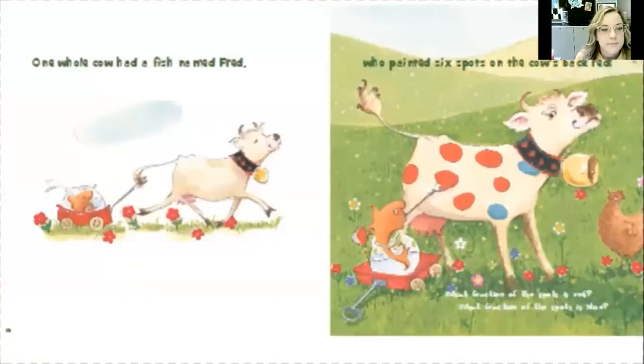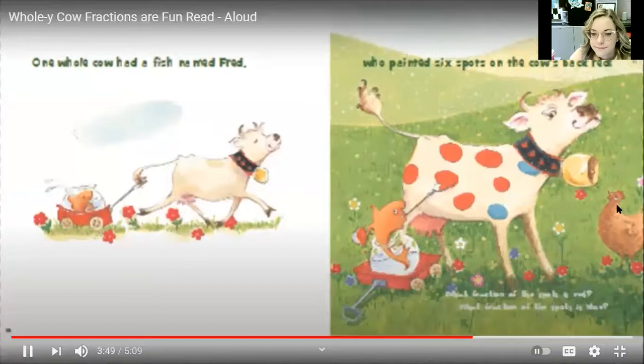Sleepy today, I apologize. One cow had a fish named Fred who painted 6 spots on the cow's back leg. What fraction of the spots are red? Here we go. We have this page in our packet today. So that silly fish painted some spots on the cow. There are blue spots and there are red spots. How many red spots are there? 1, 2, 3, 4, 5, 6. How many total spots are there? 1, 2, 3, 4, 5, 6, 7, 8. 8 spots. So 6 spots out of 8 spots are red. That is called 6/8.